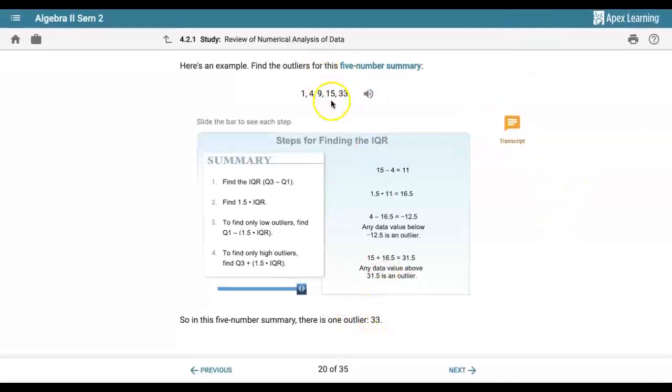And if we look at our full data set and not just this 5-number summary, if we had a 32 or a 32.5 or a 35, well, we couldn't have a 35. Sorry, I lied to you. We couldn't have a 35 because 33 is our max number. But if we had other values between 31.5 and 33, we could also say that those were outliers.